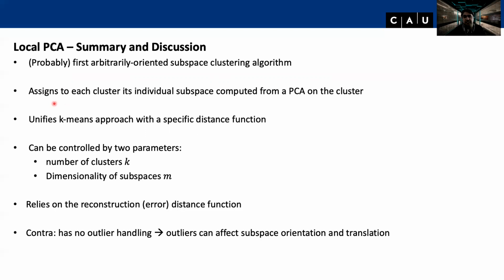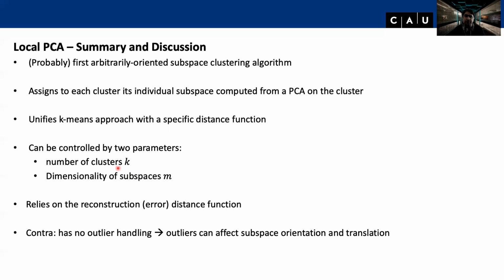Then the second insight is that local PCA assigns each cluster its individual subspace. So we no longer have this one global subspace trying to find clusters in there, but we have for each detected cluster its own individual subspace computed from a PCA on that particular cluster, on that local subset. It combines, and this is the take-home message also, the k-means, so vector quantization approach, with a specific distance function, which respects the deviation of objects to the subspace.